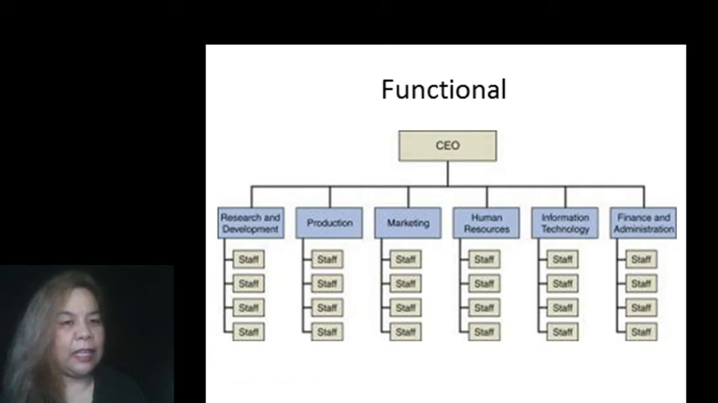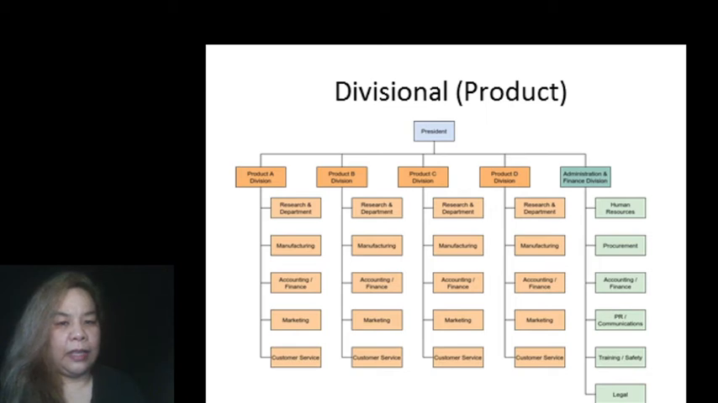As I've said, you can go over your module as regards the advantages and disadvantages of this type of organizational structure. The next type of organizational structure is what we call divisional organizational structure. The first that is presented now on your screen is that of a product divisional structure.